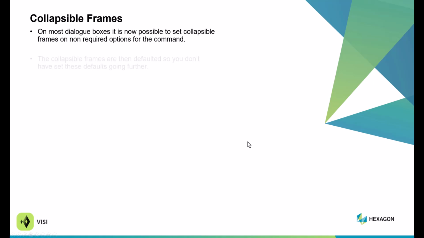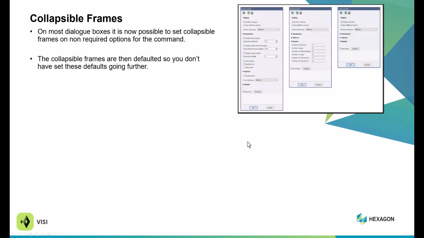There are also some new options within collapsible frames within any graphics icon command. So you can expand and collapse different frames as needed, for commands you use over and over versus not, to make the dialog box smaller.